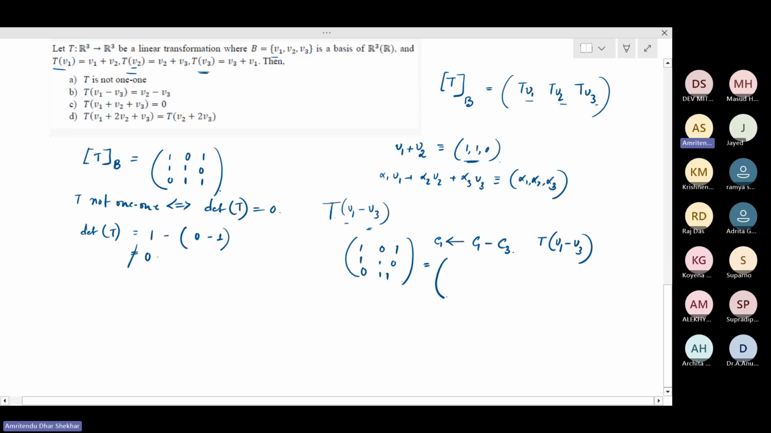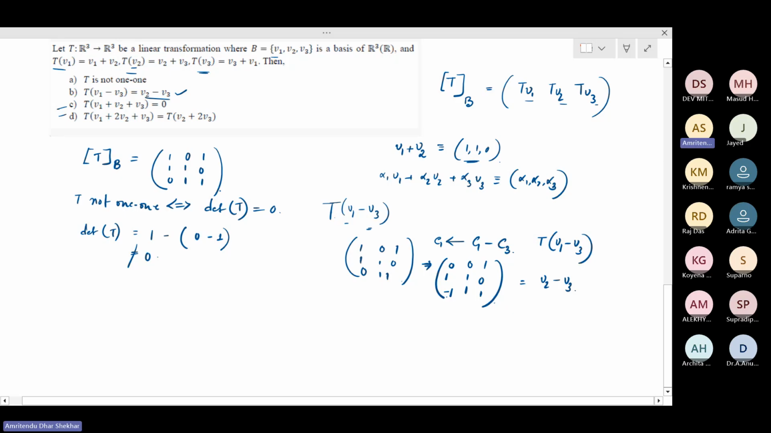If you do this operation, you get 0, 1 minus 0, 1, 0, minus 1, minus 1. You get 0, 1, 1, 1, 0, 1. If you now read this column, then in coordinates, this column is equal to V2 minus V3. So B is the correct answer. Similarly, you can check C and D and verify if they're correct or not.